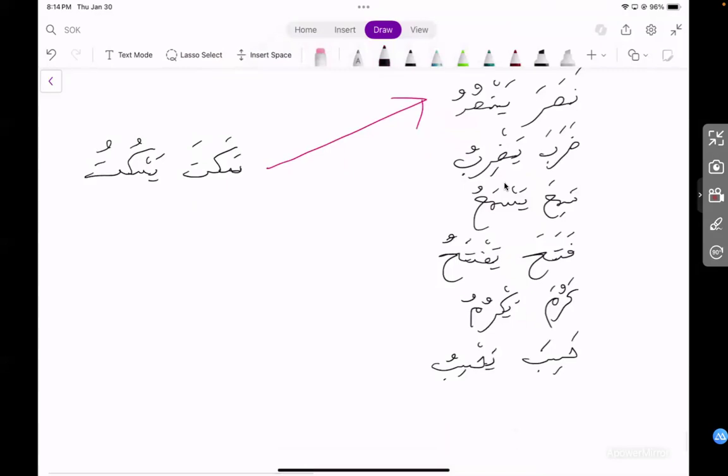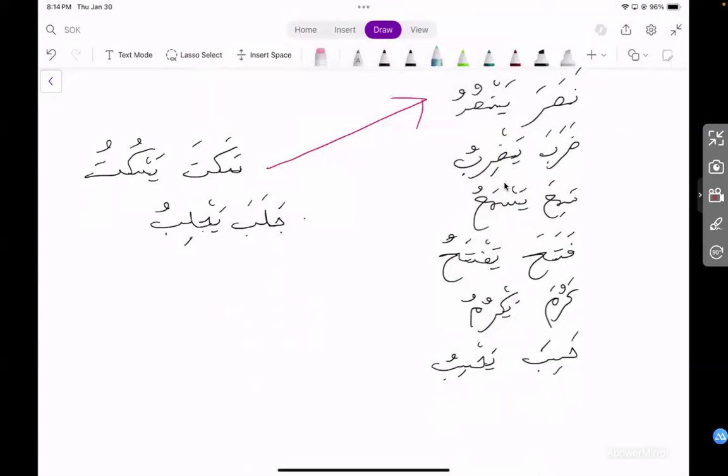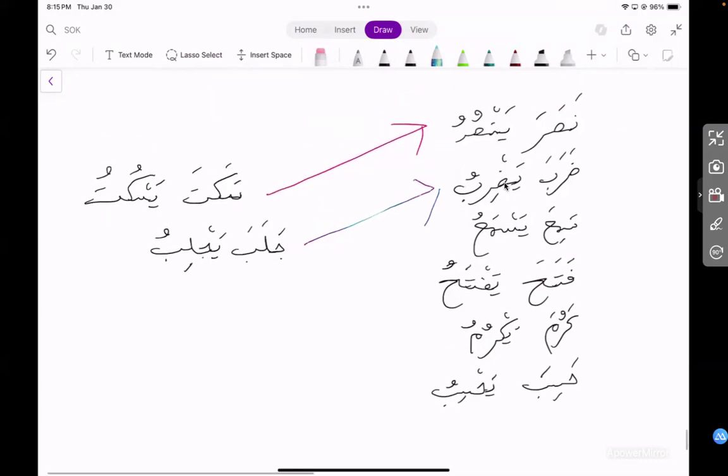Let's take another one. We have the verb jalaba, which means to pull, yajlibu. Again, this one maps to daraba yadribu, and so on. You can bring any thulathi mujarrad verb, and by definition it's going to fall within one of these six. This is what I was trying to talk about last week.